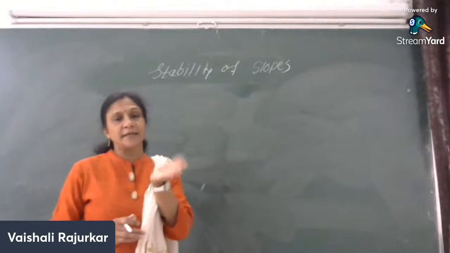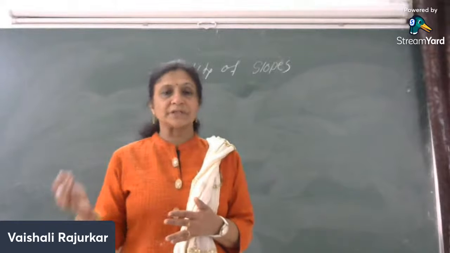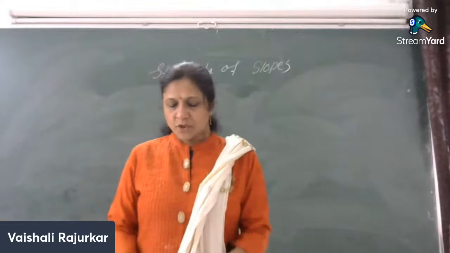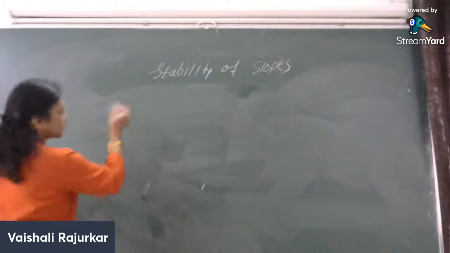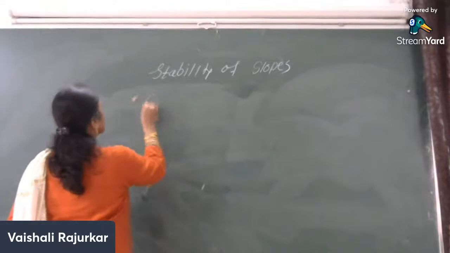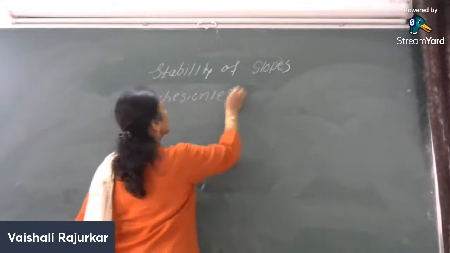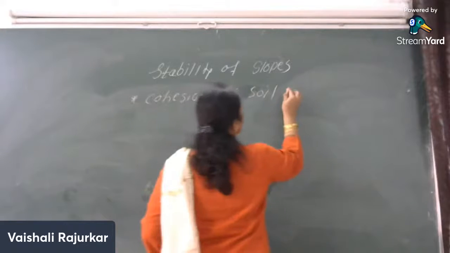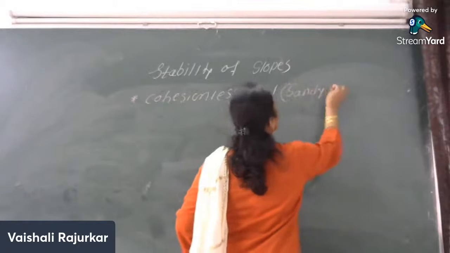In that case, we will categorize the analysis for the different types of soil: for cohesionless soil, for cohesive soil, and for the c-phi soil. First we will see the analysis for the cohesionless soil. Which types of soils are these? These soils are sandy soils.